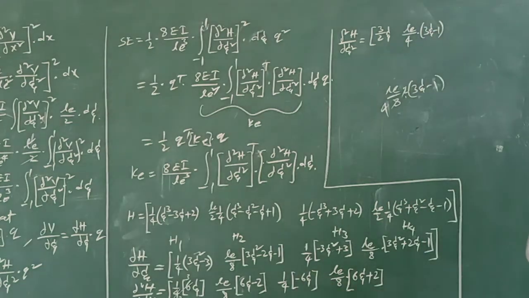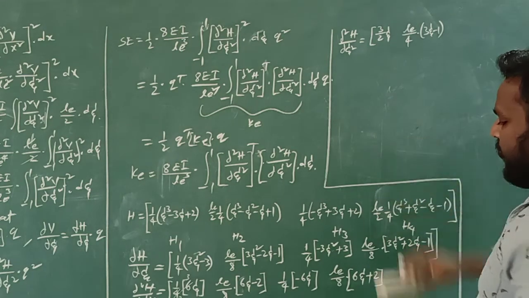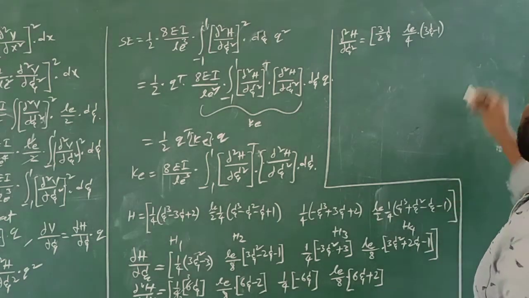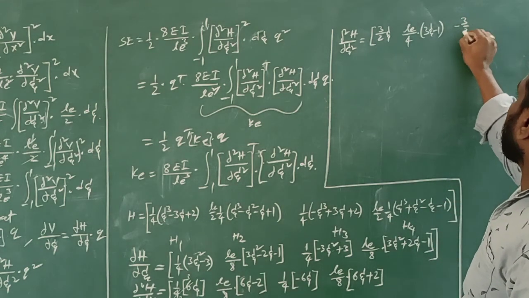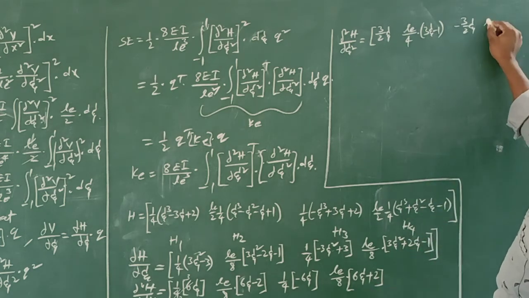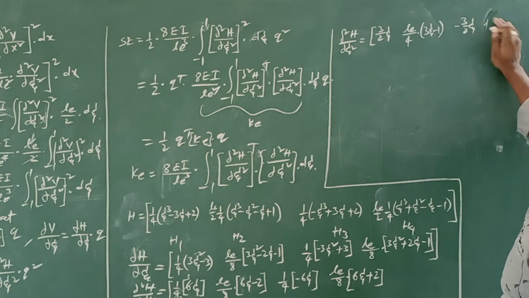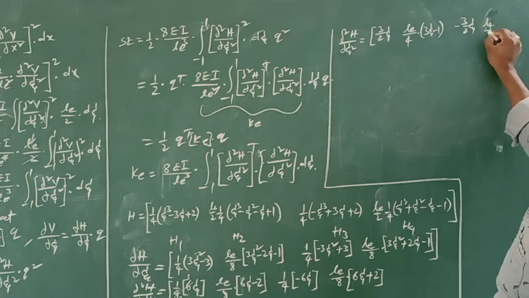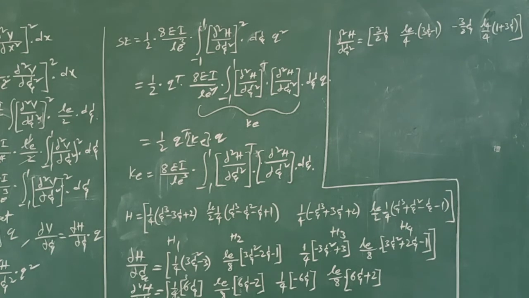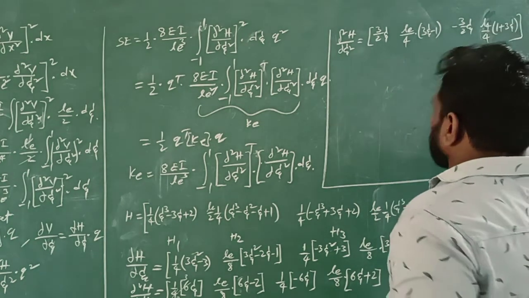Next here, 3 times, and denominator is 2 times, that is minus 3 by 2j. Next here Le by 2, Le by, so it will become also Le by 4 into 1 plus 3j. So finally we got like this. Okay, this is the final equation we got.